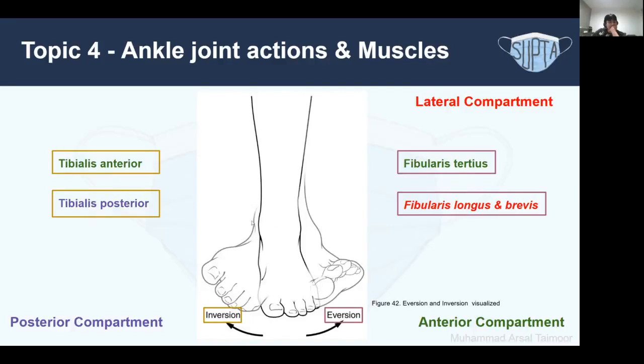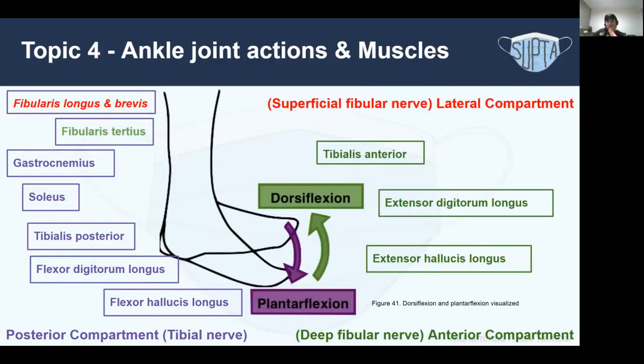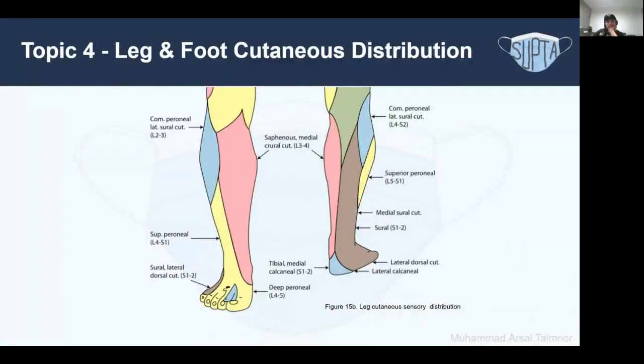But this is sort of how you can visualize it and see what the compartment is, what nerve is innervated, what action it does. So now we know the muscle, its action, and its innervation. And you can get that just off of this one image for dorsiflexion and plantarflexion, and then for inversion and eversion. That's the cutaneous distribution. So that's just for you to see there.